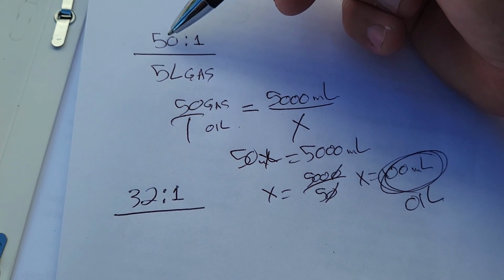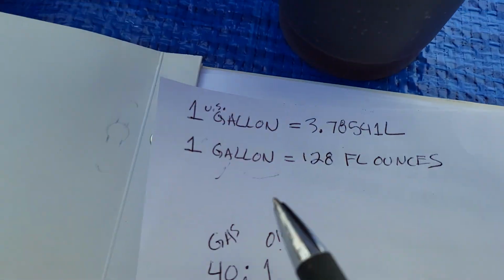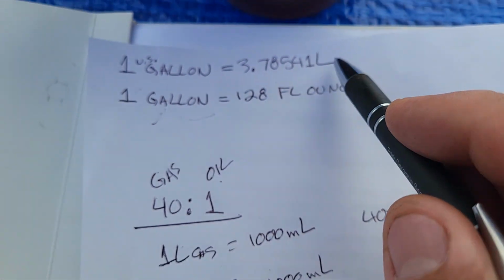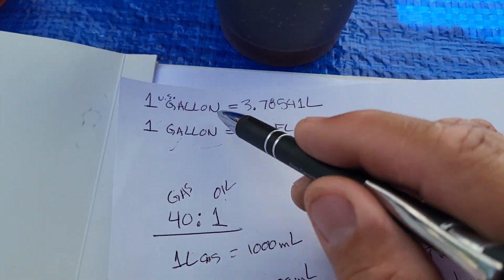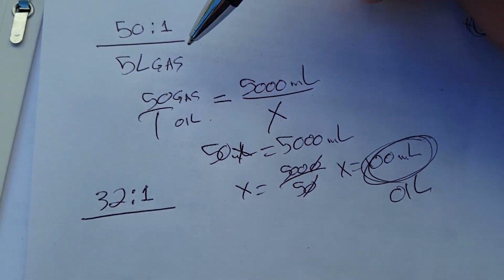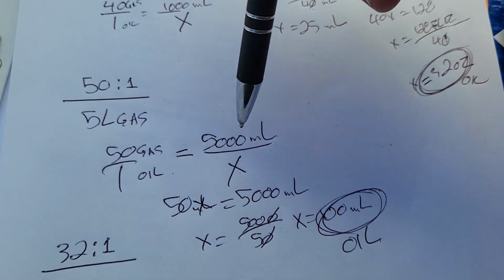So, in a 5-liter gas tank, you're going to need 100 milliliters of oil to mix 50 to 1. Do you understand? Keep this in mind: this is liters, this is ounces. Liters, ounces, okay? This is exactly true when you are doing this entire equation.